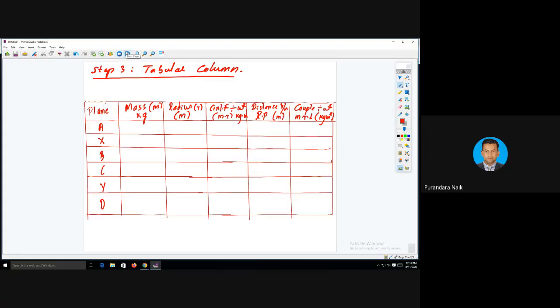Next, mass. Mass A is 200 kg. Here it is unknown MX, 300, 400, 500. MY is unknown, and this is 200 kg. Corresponding radius, here it is 0.08. Radius of Y and X is given, that is 0.1, 0.07, 0.06, 0.1 again. This is 0.08.